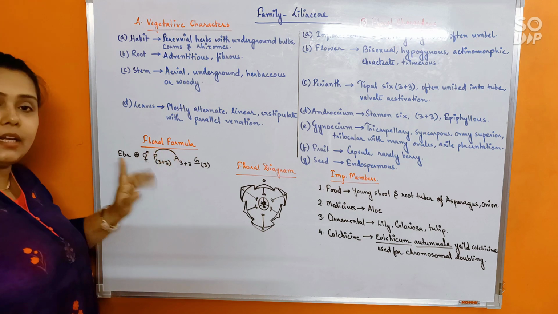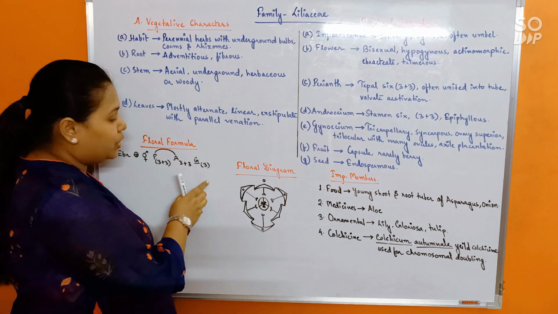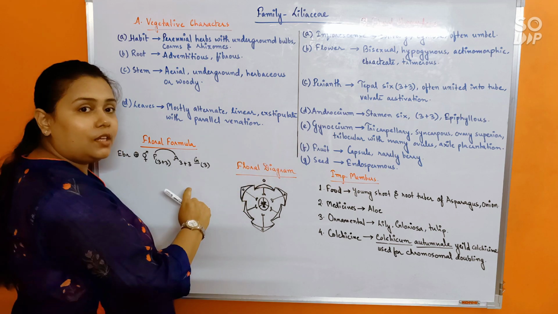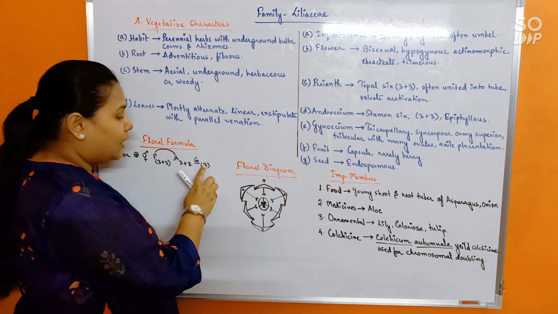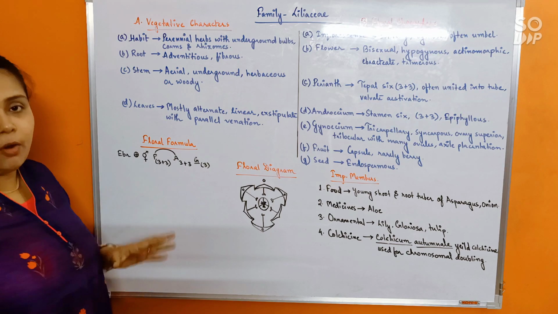Epitepalous condition. Okay. Last being the gynoecium, which is a superior ovary, and three locules, trilocular after all, isn't it? So three locules under bracket. Alright, so this being the floral formula.